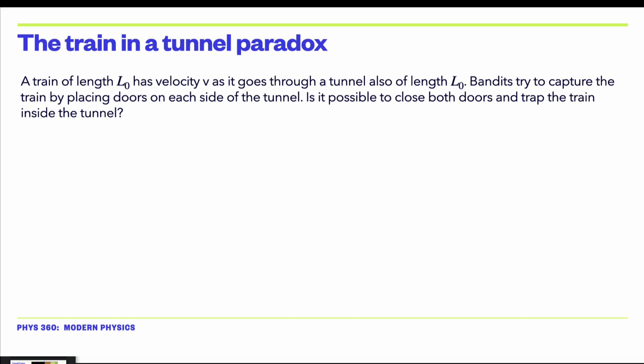So in their rest frames, the train and the tunnel have the same length. Bandits try to capture the train by placing doors on either side of the tunnel. The question is, is it possible to close both doors and trap the train inside the tunnel, considering relativity?